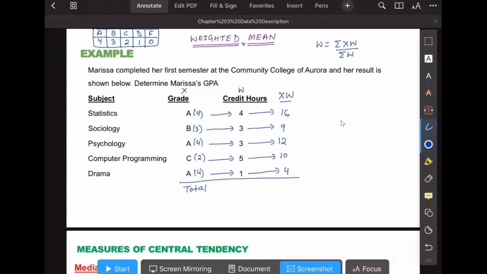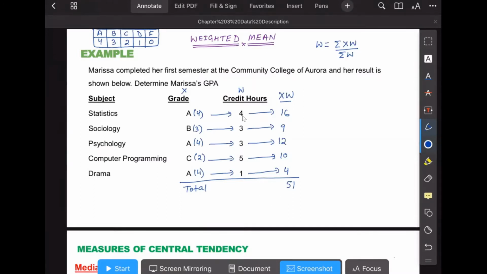And then down here, we are going to find the total. Let's see what total we need. If you look at the formula, we need the total of X times W. So here you have X times W. We need the total of these. So please grab your calculator and add those values. That is 16 plus 9 plus 12 plus 10 plus 4. How much is that? Is it 51? I got 51.